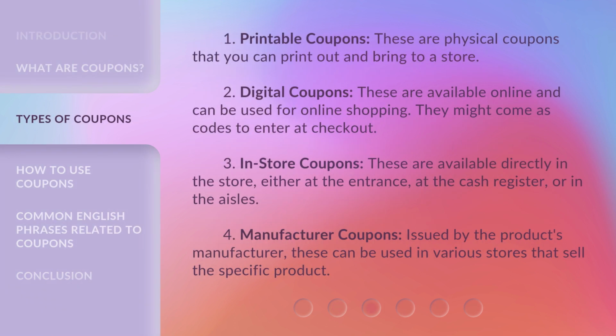1. Printable coupons. These are physical coupons that you can print out and bring to a store. 2. Digital coupons. These are available online and can be used for online shopping. They might come as codes to enter at checkout. 3. In-store coupons. These are available directly in the store, either at the entrance, at the cash register, or in the aisles. 4. Manufacturer coupons. Issued by the product's manufacturer. These can be used in various stores that sell the specific product.